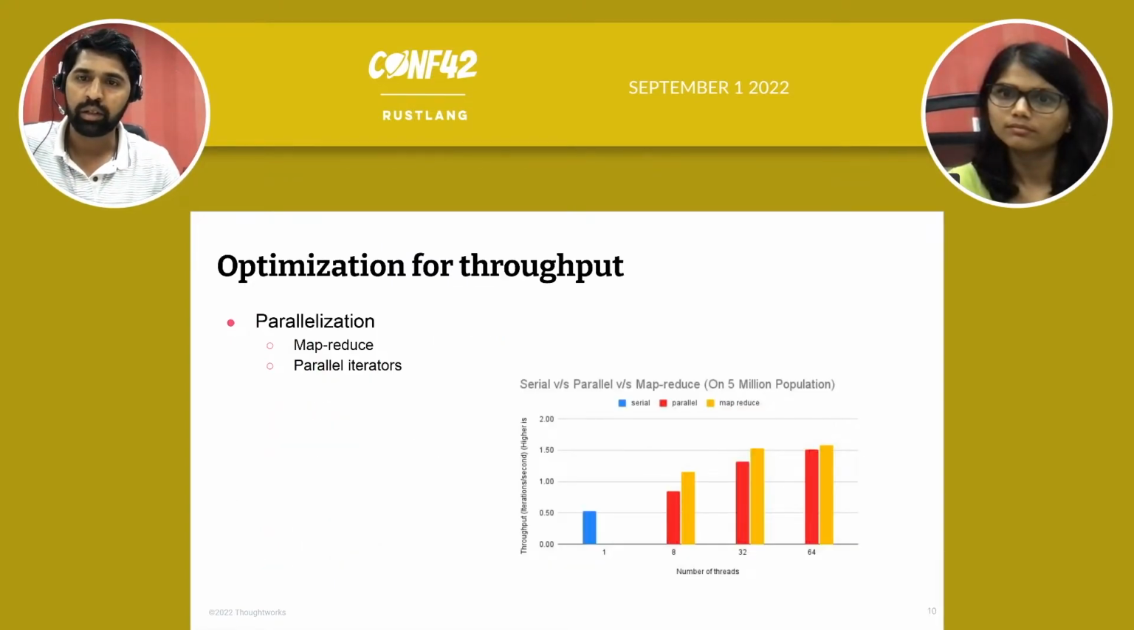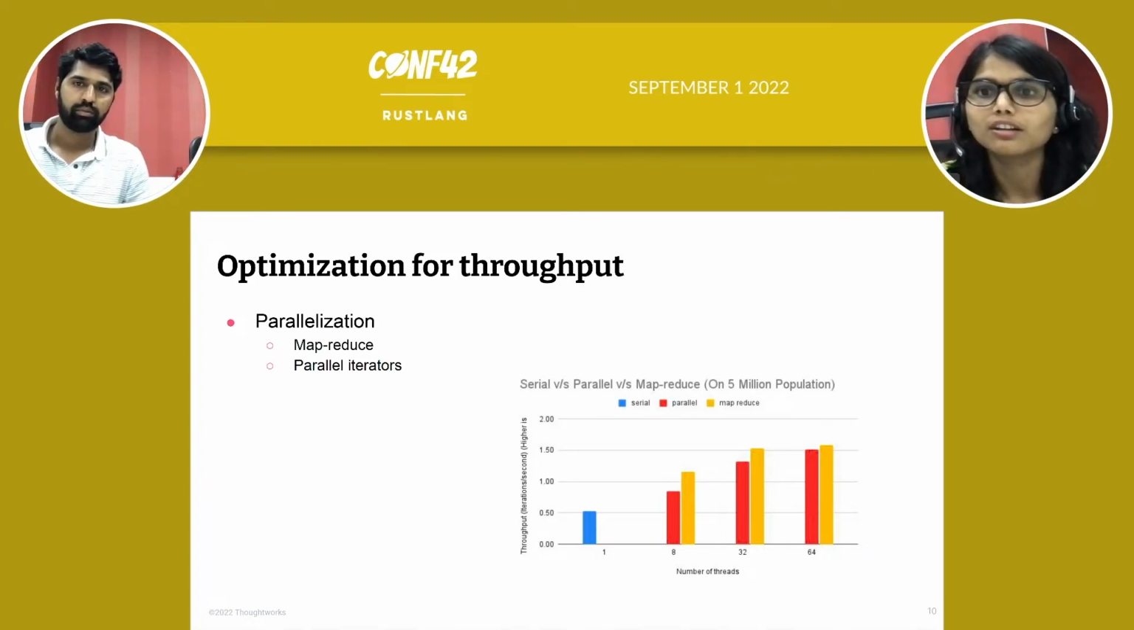Having said that, I'll hand it over to Sapna to talk about how we optimized for throughput. Thanks, Jayanta. Now we will be seeing how we optimize for the throughput performance.